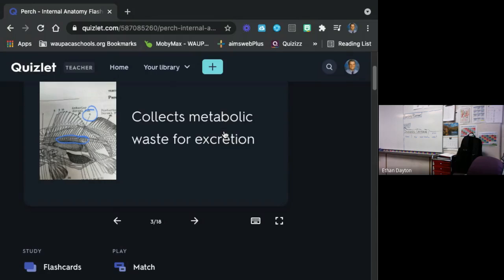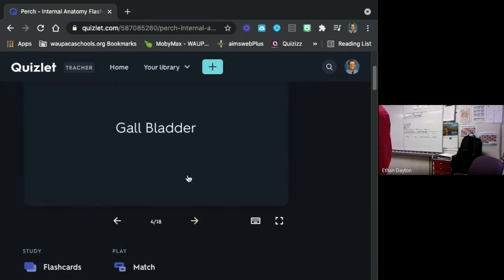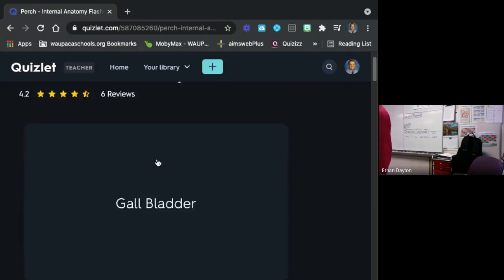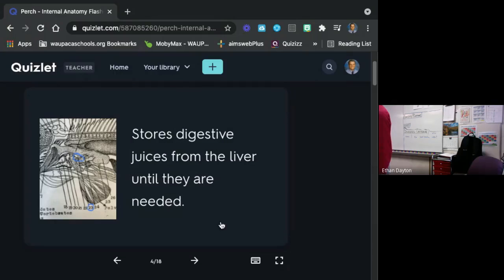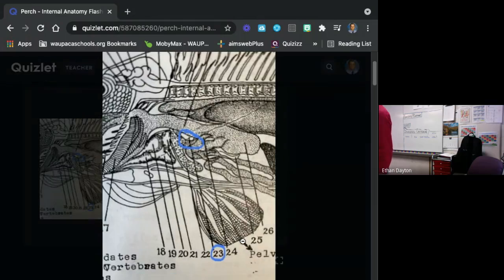Metabolic waste eventually is like pee, basically. So fish pee is filtered through the kidneys and collected there. Your kidneys do something similar. All right, gallbladder, also one we did not talk about a lot. Not like a urinary bladder. We will not be talking about that one.